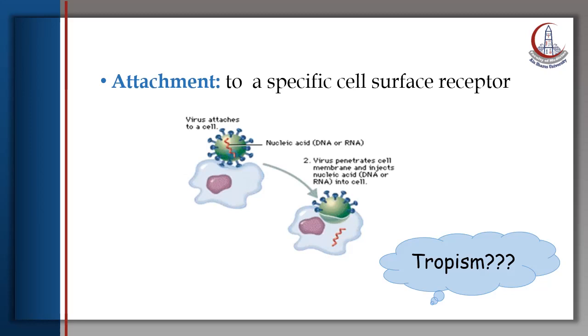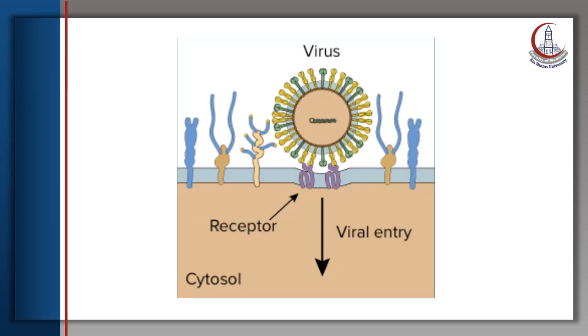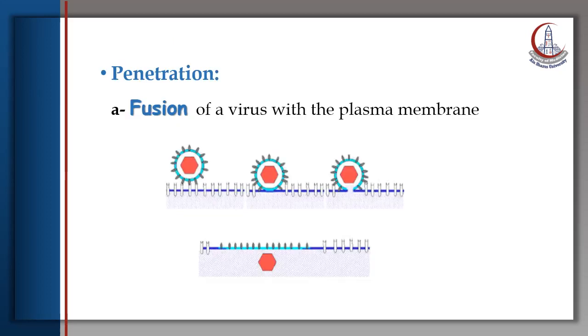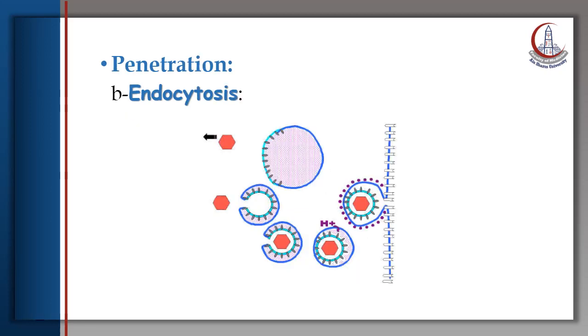After attachment to the host cell, the virus gains entry or penetration to the cell. This penetration occurs either by fusion of the virus with the cell membrane of the host cell, with the release of nucleocapsid in the host cytoplasm, or by endocytosis, where the cell membrane invaginates around the attached virus.